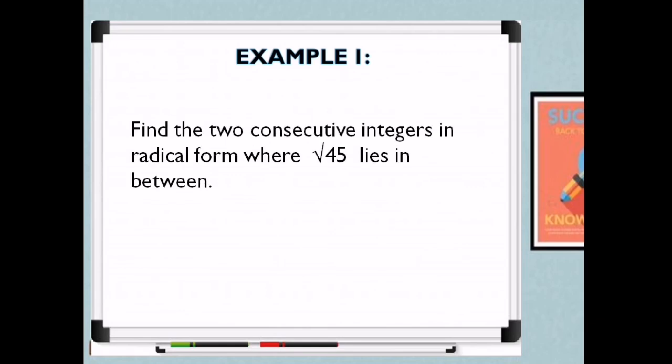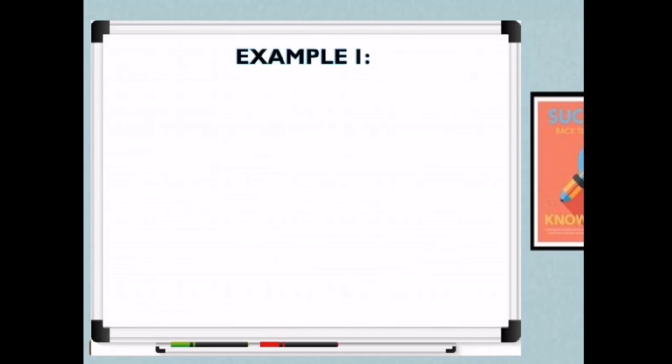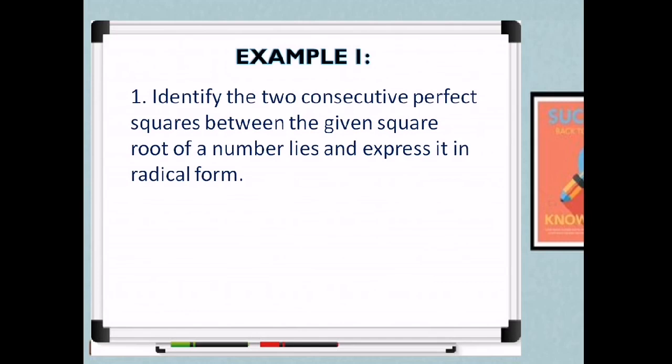So we have example 1. Find the two consecutive integers in radical form where square root of 45 lies in between. Again, find the two consecutive integers in radical form where square root of 45 lies in between. First step, identify the two consecutive perfect squares between which the given square root of a number lies and express in radical form.